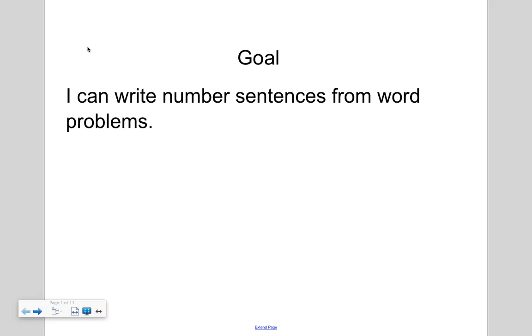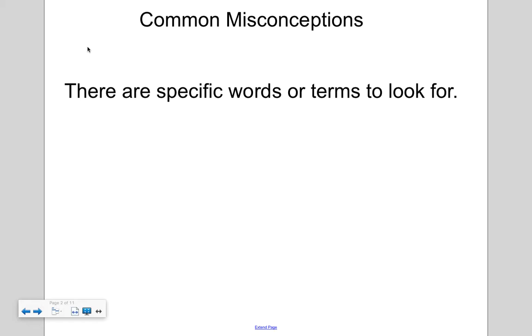Hello class. In this video, our goal is to be able to write number sentences from word problems. Before we get into the actual video, I want to talk about a common misconception that happens a lot when students work with word problems. I think the biggest one is that there are specific words or terms to look for. Some students will say, oh, I saw the word total, that automatically means add, or I saw the word take away, that automatically means subtract.